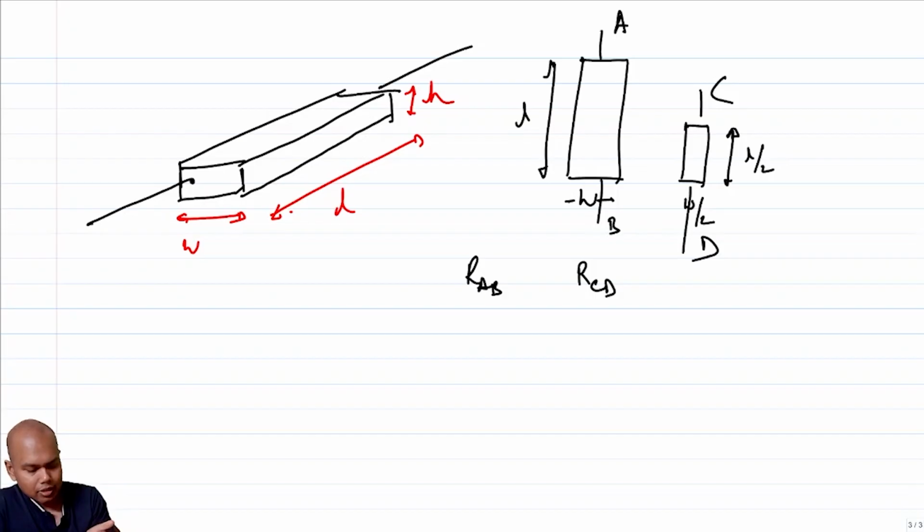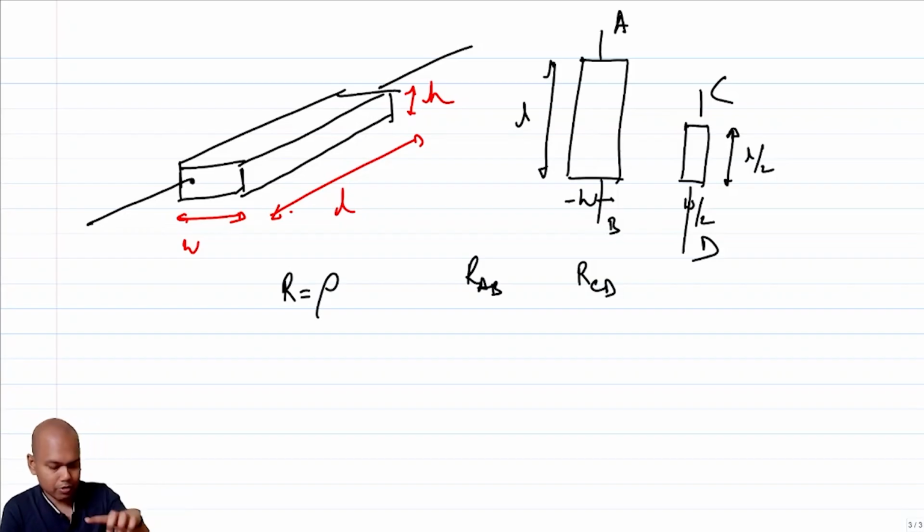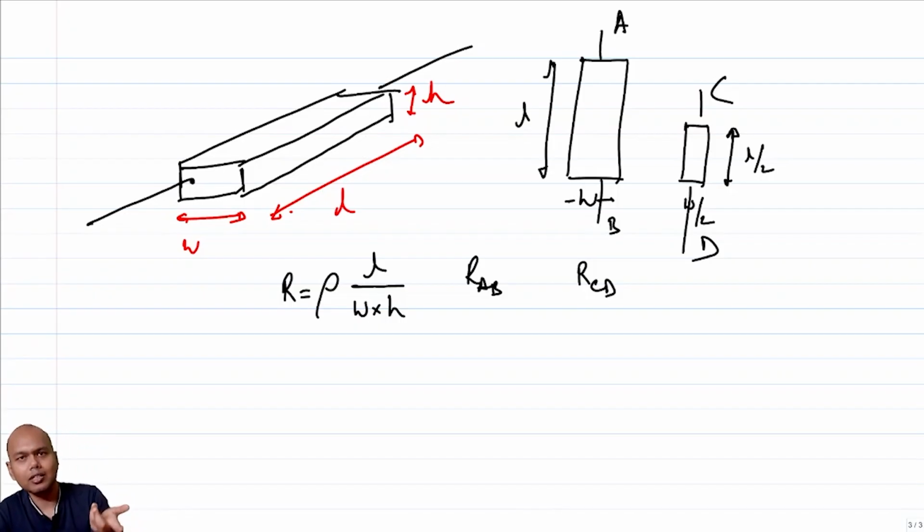Clearly you see that if I understand our very basic formula, resistance is the resistivity times the length divided by A. A is the cross section, which is W times H, where H is fixed in both topologies because it is not the circuit designer's control. So essentially L by W is what is of importance. In this case, the effective L by W is the same in AB and CD, so R_AB is equal to R_CD.